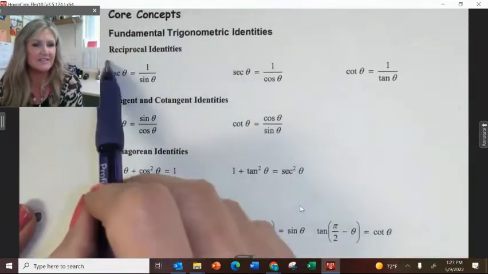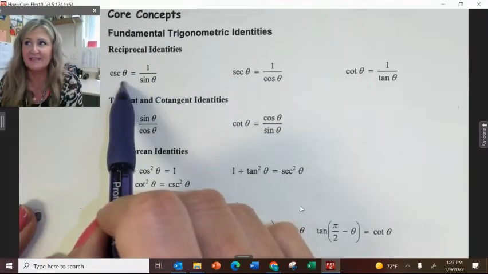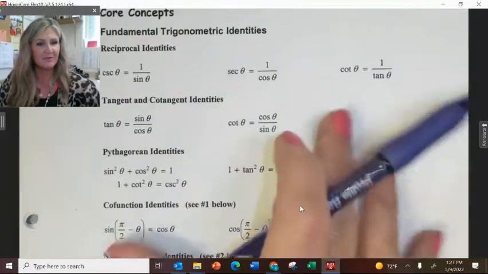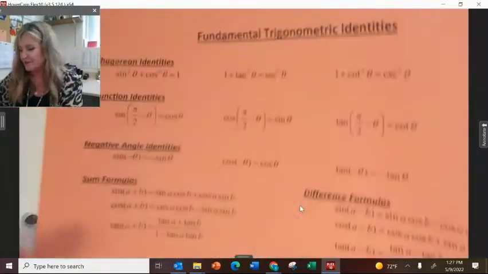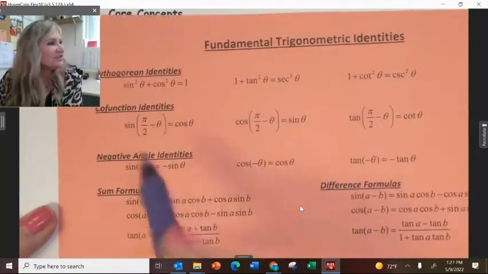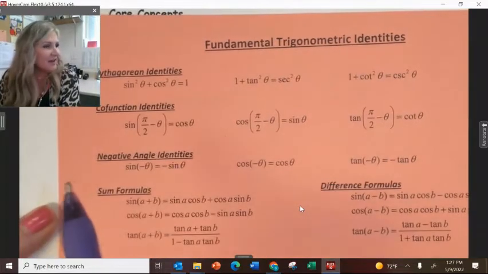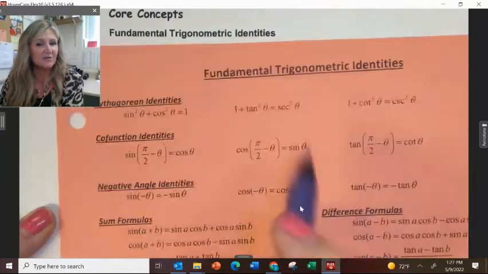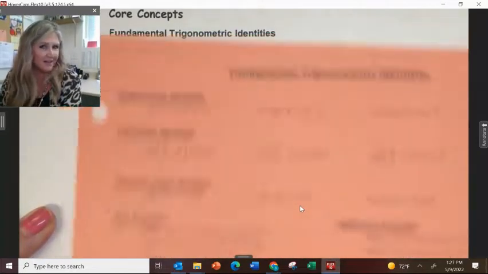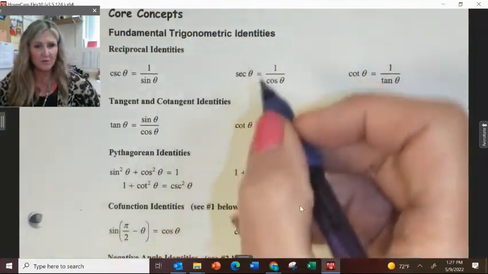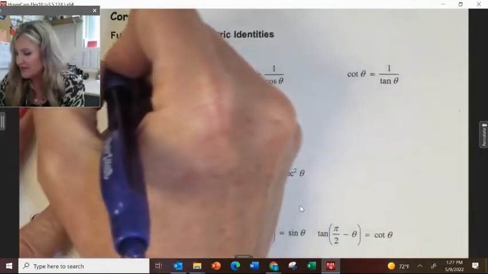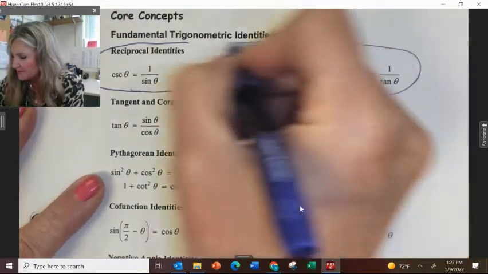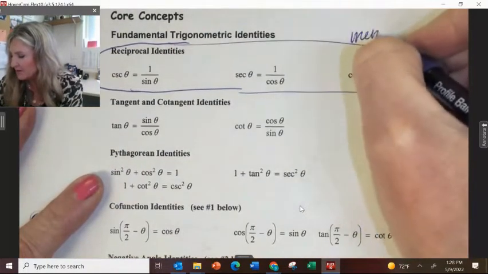So here are the reciprocal identities, and these you will have to have memorized. If you compare this paper to the orange sheet that I gave you, the orange sheet is what you will be given for our next quiz. If you look for these reciprocal identities, you will see that they are not listed on there. So these you will have to have memorized, but I think you probably already know these. So these have to be memorized.